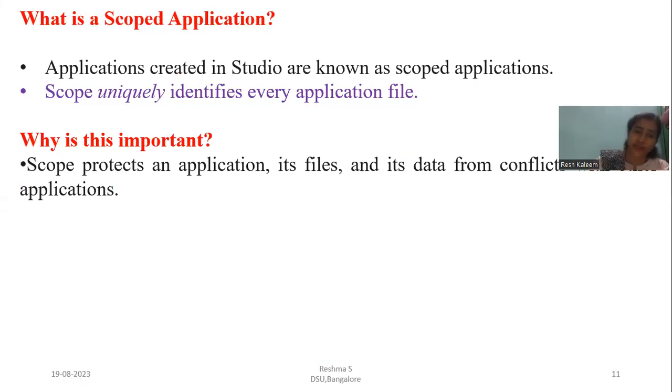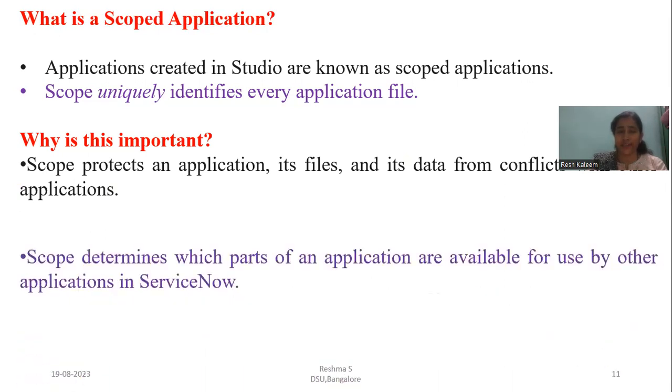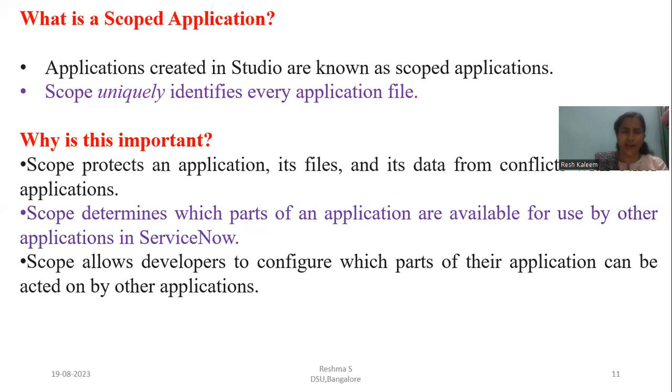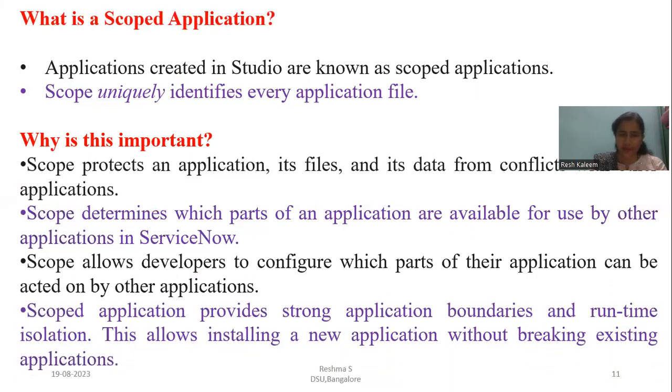The scope will protect an application. It protects its files and data from conflicts with other applications. Scope determines which parts of the applications are available for use by other applications in ServiceNow. It also allows developers to configure which parts of the applications can be accessed by other applications. And finally, the scoped application provides strong application boundaries at runtime. This allows installing a new application without breaking the existing application. So this is the importance of scoped applications.